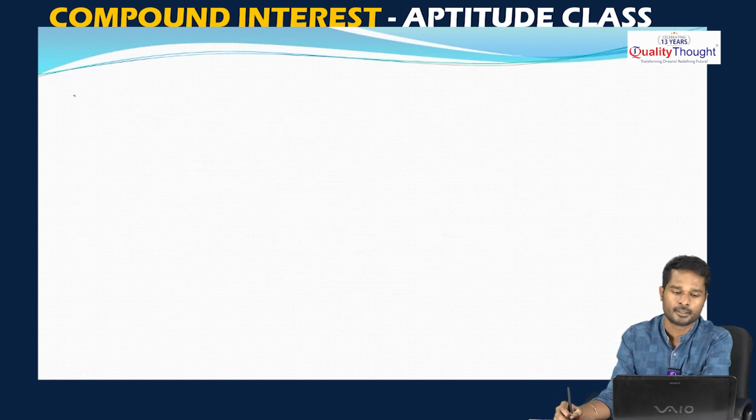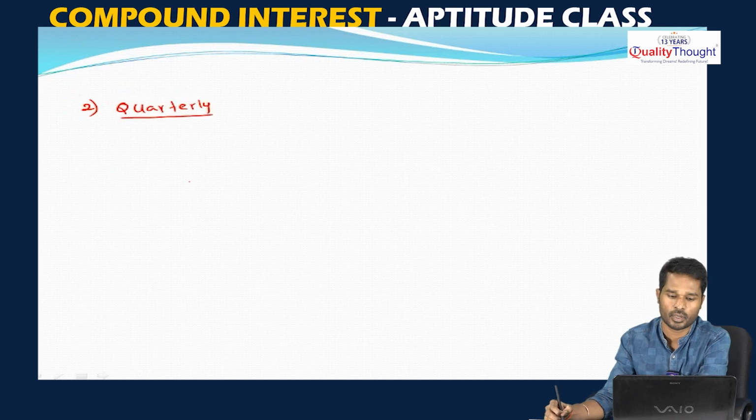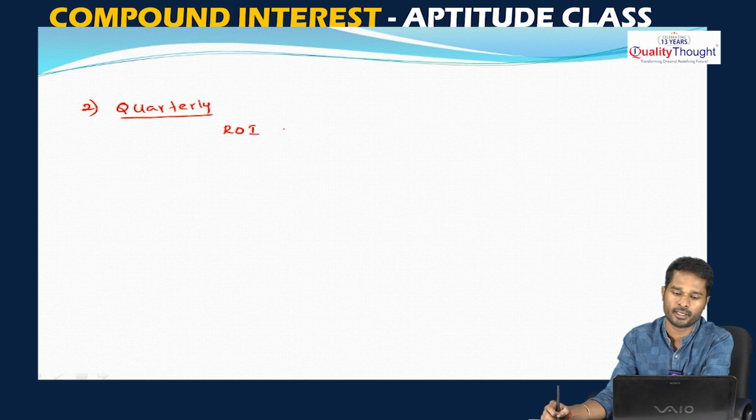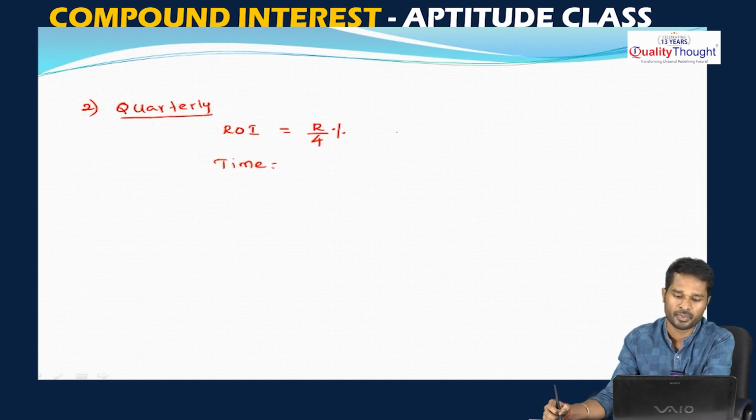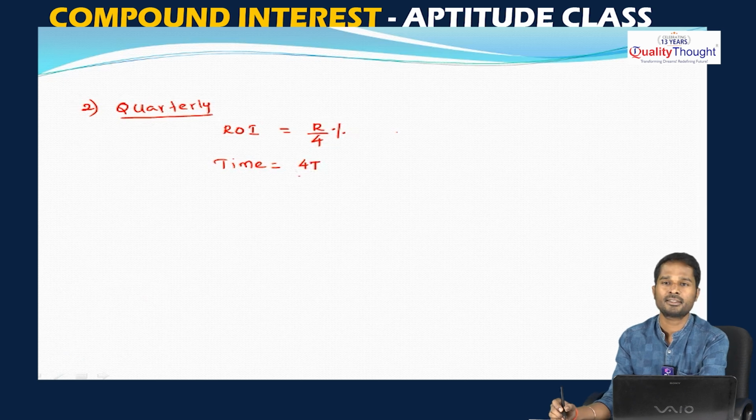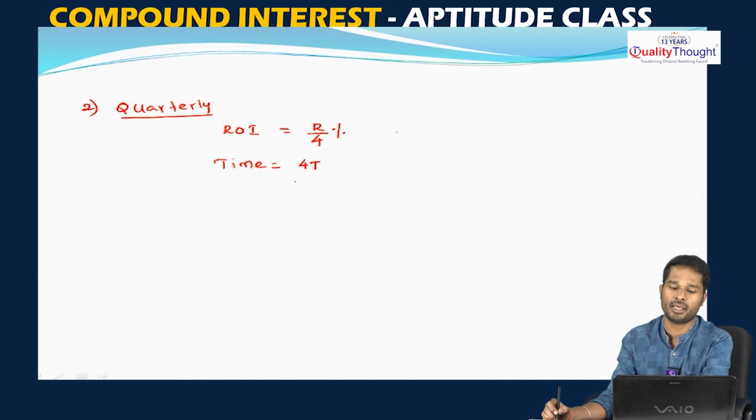Let us see another case, the second case, when the rate of interest is calculated quarterly. In this case the rate of interest will become R by 4 percent, because we will have 4 quarters in 1 year. So the time period is 4 into T, T is the number of years given. If he gives 1 year, 4 into 1; if he gives 2 years, 4 into 2, that means 8 quarters, because each year will have 4 quarters. So this is how the time will be taken.